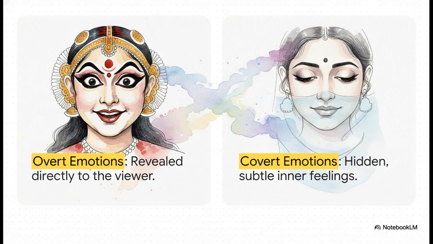You have overt emotions, which are revealed directly to you, the viewer. And then you have covert emotions, which are these hidden, subtle feelings. Take a second and really think about that. How exactly would you go about painting an invisible mood? Because without bhava, a painting might be technically flawless, but it's going to remain completely emotionally barren.